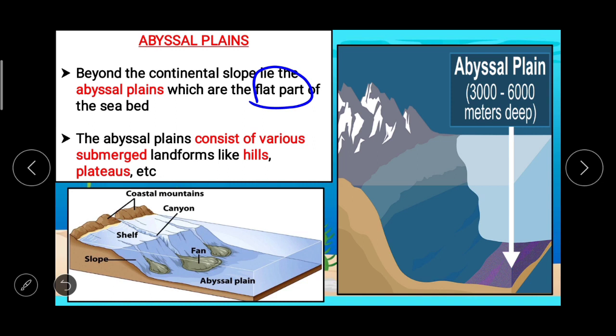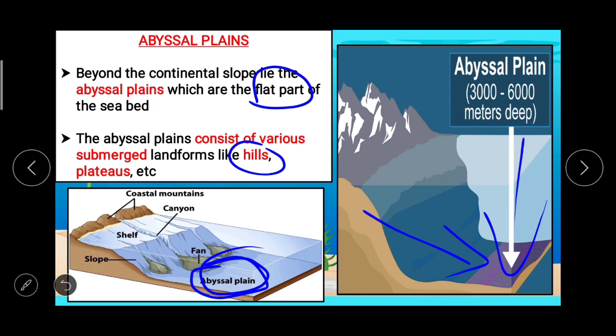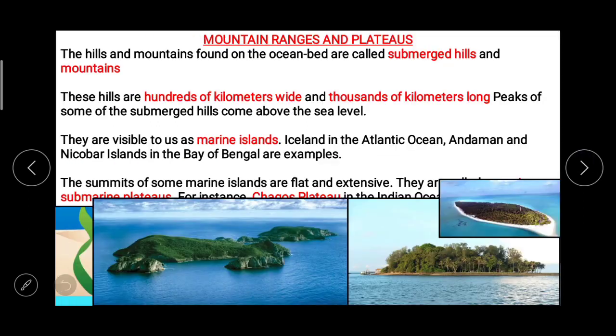Now here, you can see in the figure. The abyssal plains consist of various submerged landforms like hills, plateaus. Again here, you can see. Next, mountain ranges and plateau.